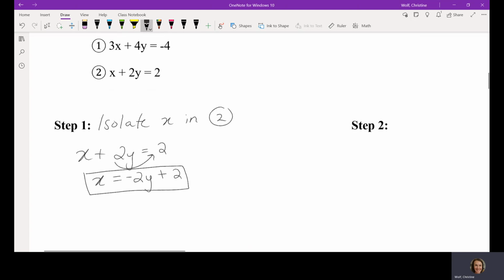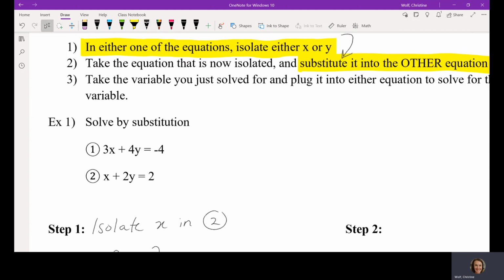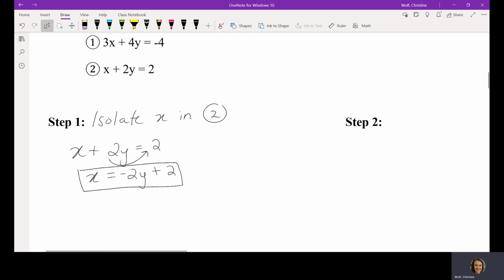Okay, then step 2 said, take the equation that is now isolated and sub it into the other equation. So we take this guy that is now isolated and sub that into the equation we haven't used yet. Okay, so we've already used equation 2. So that means we're going to sub this into the other equation we haven't used yet, which is 1.